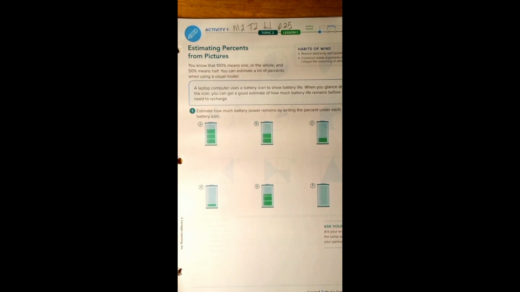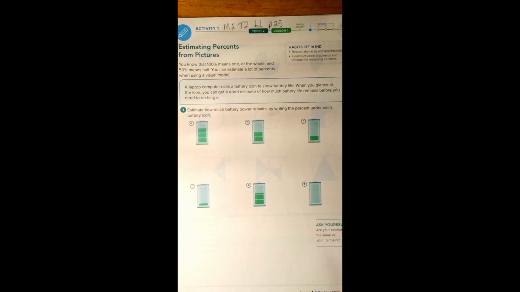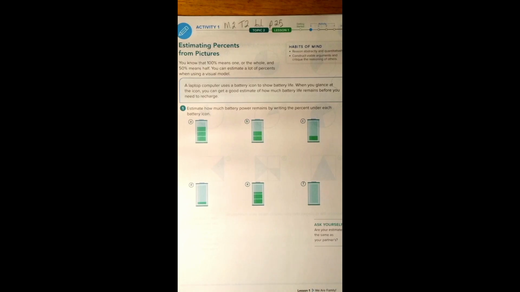Estimating percents from pictures. You know that 100% means one or the whole, and 50% means half. You can estimate a lot of percents when using a visual model. It tells us a laptop computer uses a battery icon to show battery life, and you are all quite used to that. When you glance at the icon, you can get a good estimate of how much battery life remains before you need to recharge.